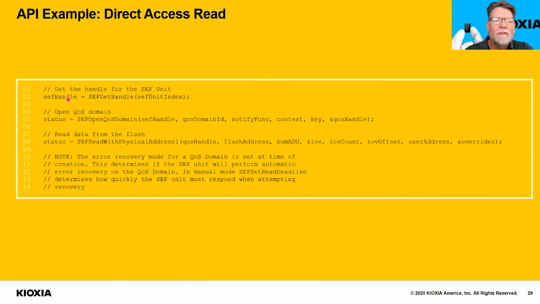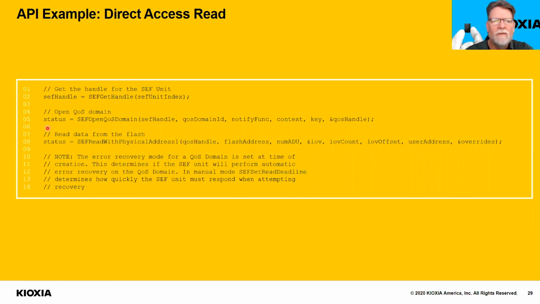This next example is a direct access read. Once again, this is sort of the minimal program where we're going through the operations of specifying which unit we want to operate on and getting the handle to the SEF unit. We're opening the QoS domain. Once again, these two steps don't need to be handled more than once in an application.